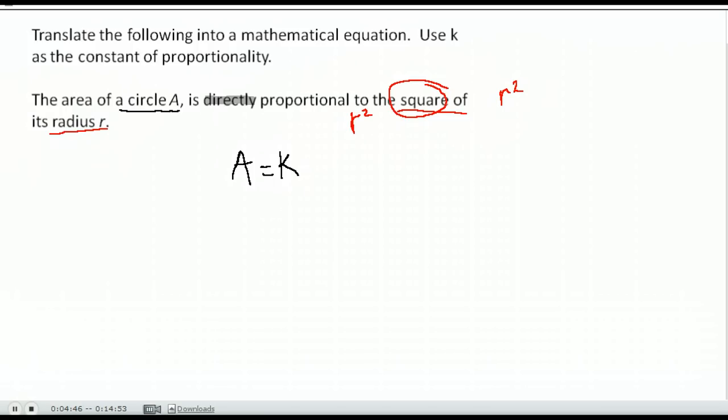So our equation would look like this. A equals K times R squared. And if you've studied geometry lately, you would know that that constant of proportionality is pi, because area is pi R squared. Okay? But they just wanted a general form, and so that's what it'd be. A equals K, our constant, times R squared.